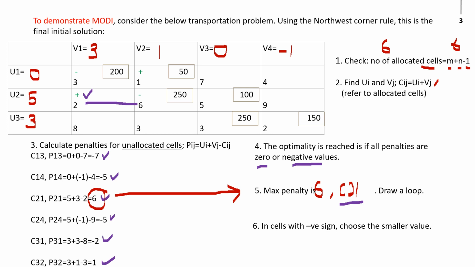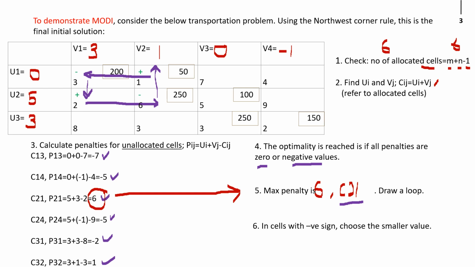We move to the right, and we go up, move to the left, and go down. Be reminded that the loop must pass through the allocated cells only. You cannot go the other way.